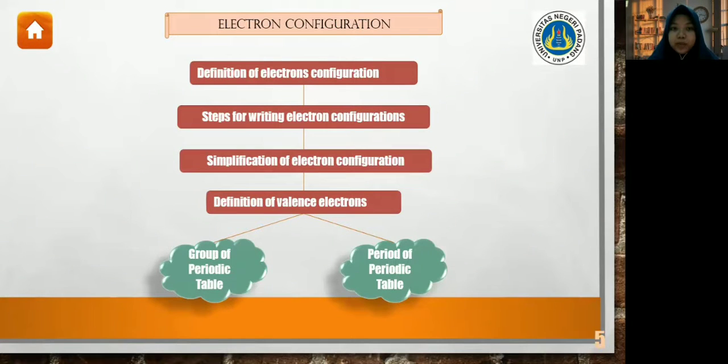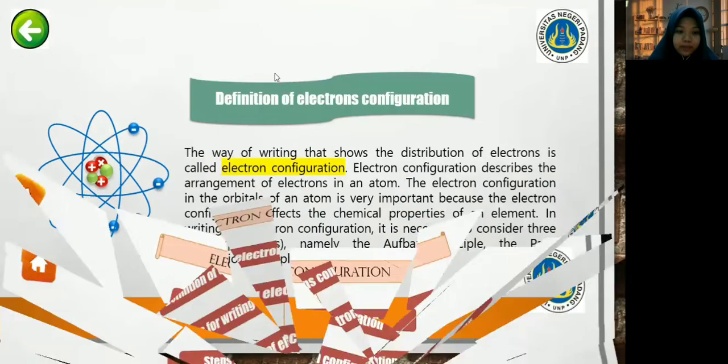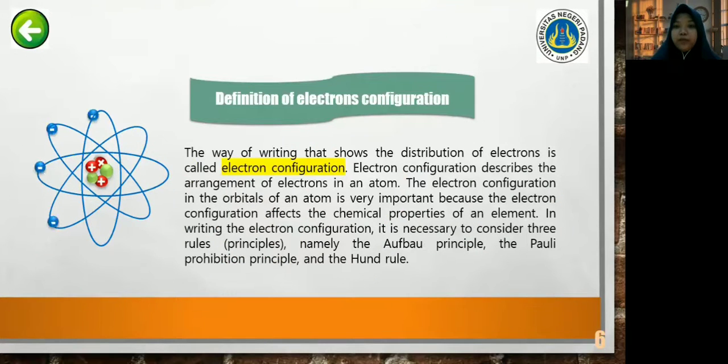I will begin to explain about definition of electron configuration. The way of writing that shows the distribution of electrons is called electron configuration. Electron configuration describes the arrangement of electrons in an atom. The electron configuration in the orbitals of an atom is very important because the electron configuration affects the chemical properties of an element. In writing the electron configuration, it is necessary to consider 3 rules or principles, namely the Aufbau principle, the Pauli exclusion principle, and the Hund rule.